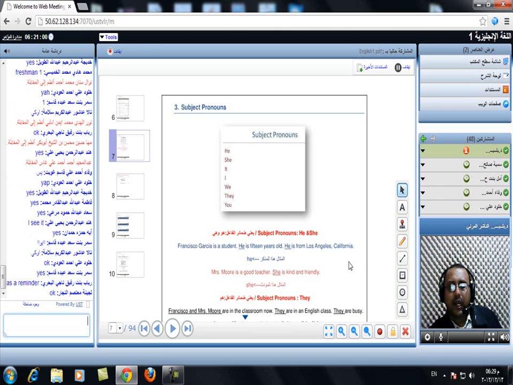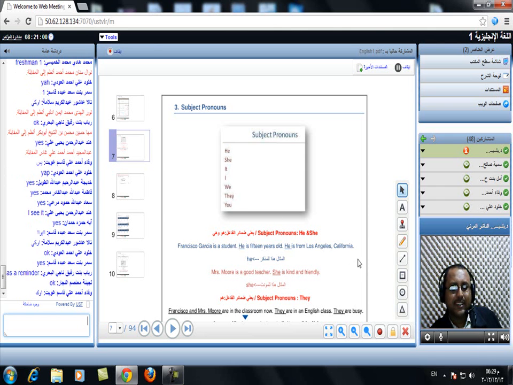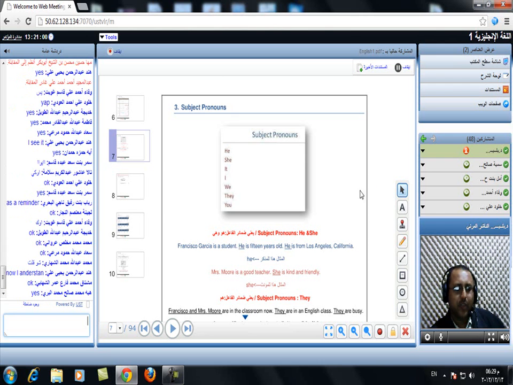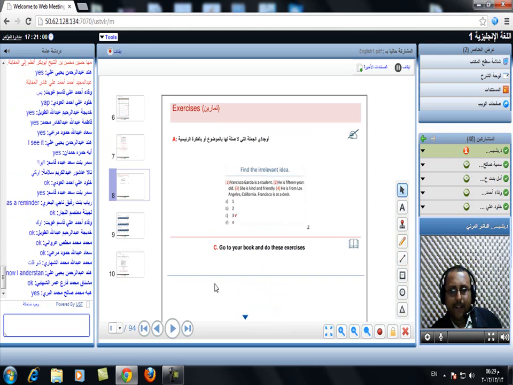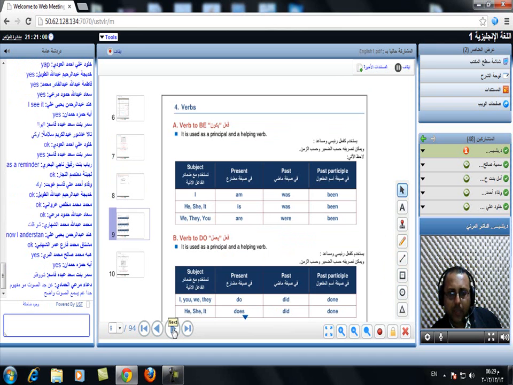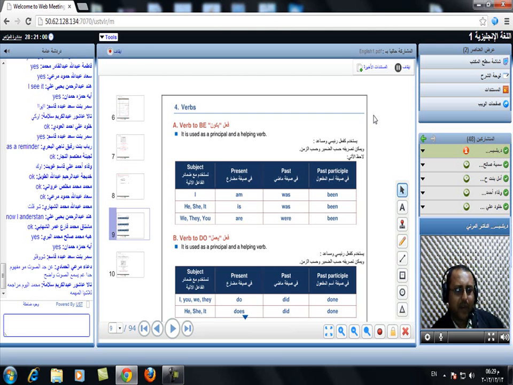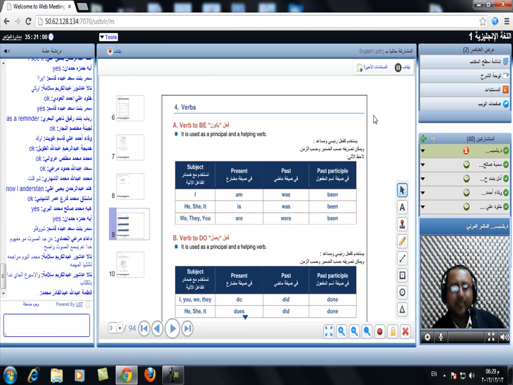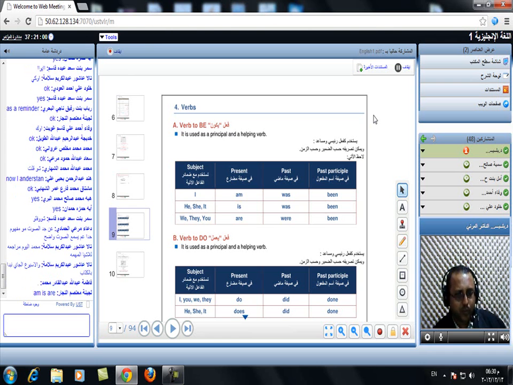Okay, so now these are called subject pronouns, as I told you: he, she, it, they, we, and you. Okay, let's move to another page. Now what about verbs to be? How many verbs to be do we have in English? We have five verbs to be. What are they? Is, am, are are the present verbs to be.